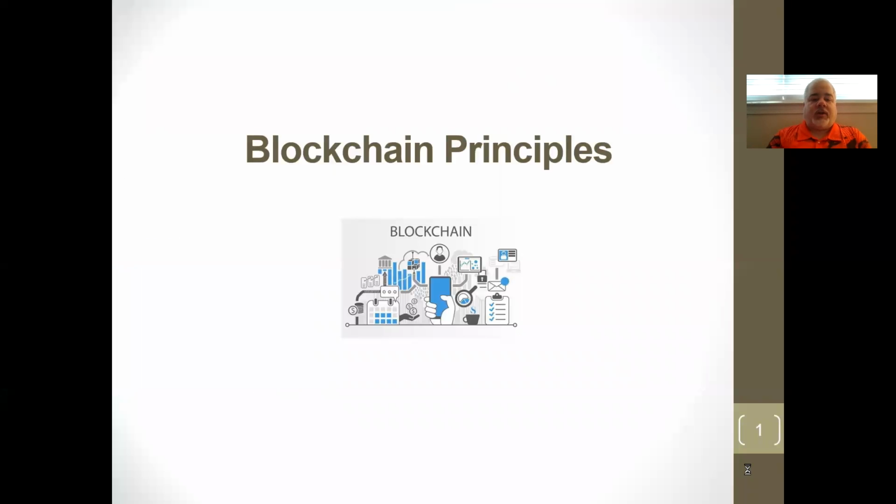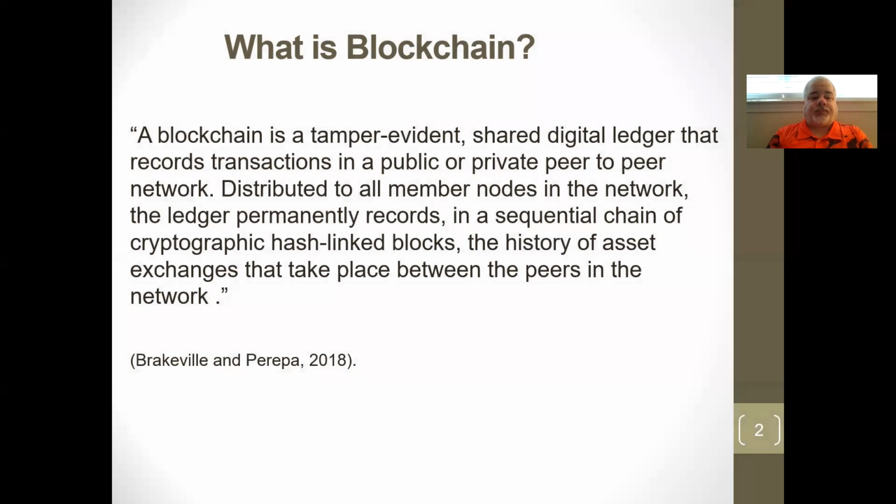So let's get started. First, we're going to start with the PowerPoint that talks about the principles or what blockchain really is. And before I dive in, I don't want you to approach this with the idea that you really need to understand how it works. I want you to understand what it is, why it is important in a number of industries, including agriculture.